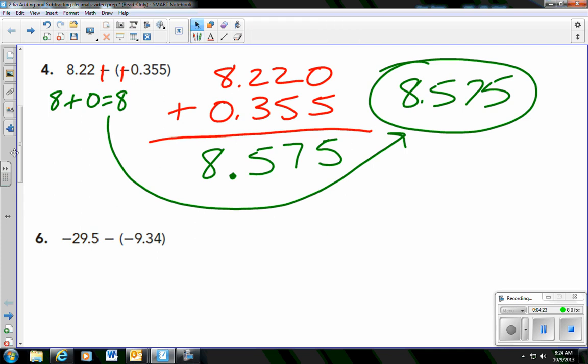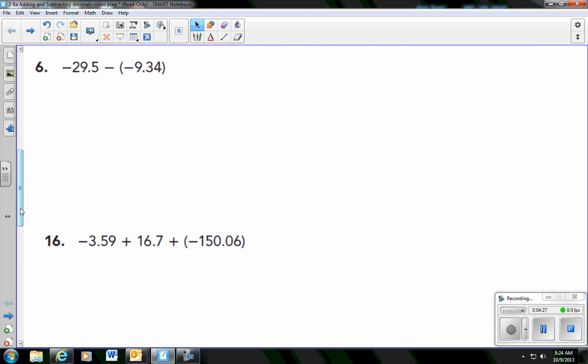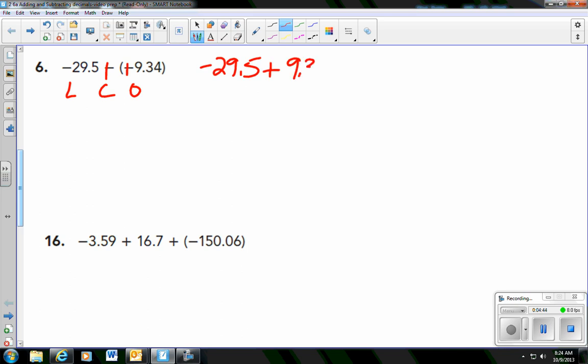All right, so again, if you want to try 6 on your own, hit pause and give it a shot. So again, number 6 is subtraction, so we want to leave the first number alone, change subtraction to addition, make the next number its opposite. So now what you have is negative 29.5 plus 9.34. So you have to ask yourself, all right, we're adding, do we have same or different signs? One's negative, one's positive, so we have different signs, so we're going to subtract their absolute values.